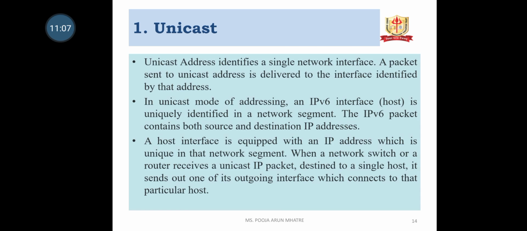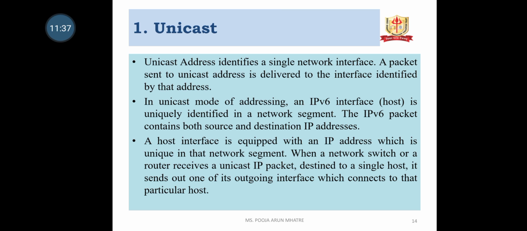Unicast. A unicast address identifies a single network interface. A packet sent to a unicast address is delivered to the interface identified by that address. In unicast mode of addressing, an IPv6 interface is uniquely identified in a network segment. The IPv6 packet contains both source and destination IP addresses. A host interface is equipped with an IP address which is unique in a network segment.